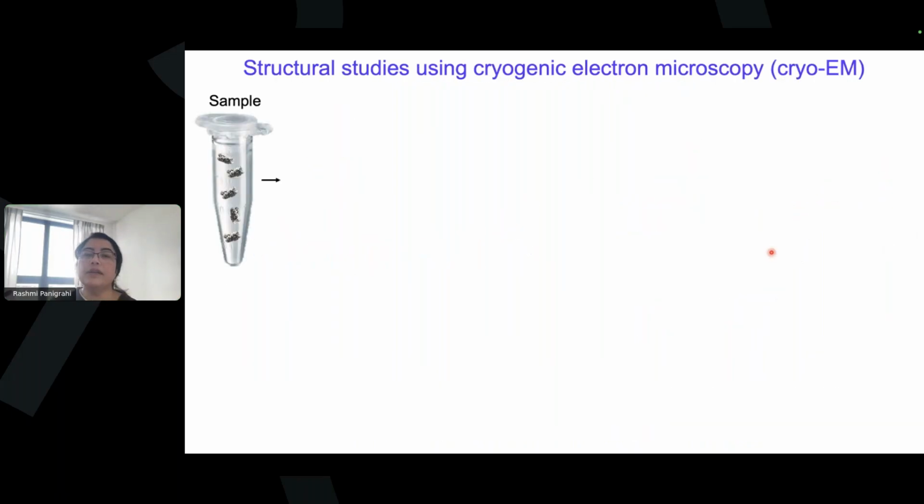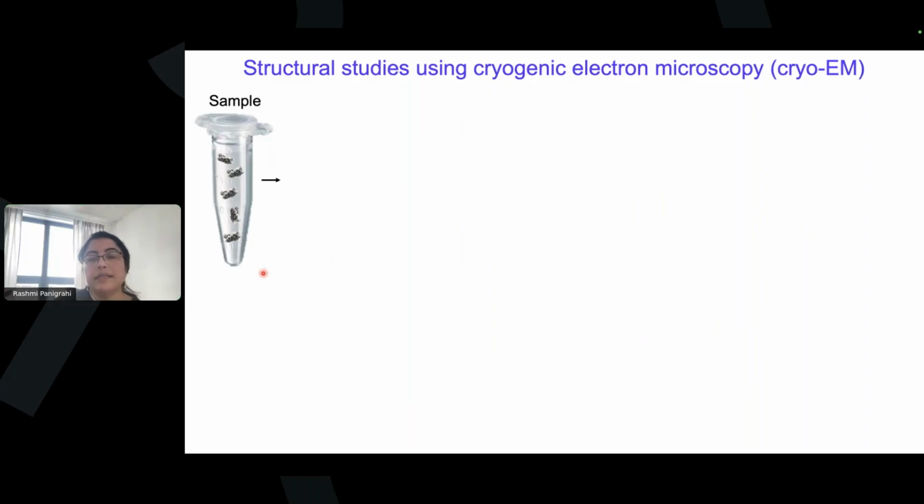Now, for the structural studies, we performed cryo-electron microscopy, wherein we had purified samples of nucleosomes, gamma H2AX containing nucleosomes, or BRCT bound to gamma H2AX containing nucleosomes.